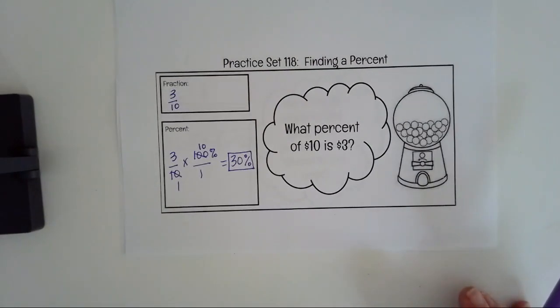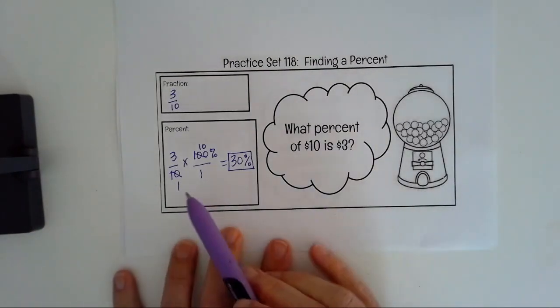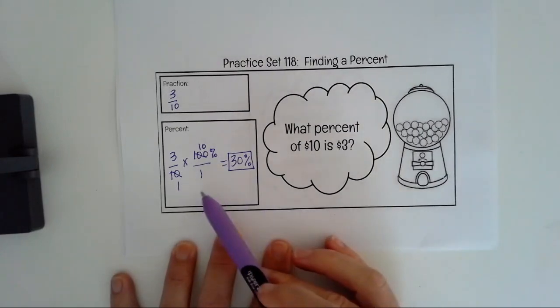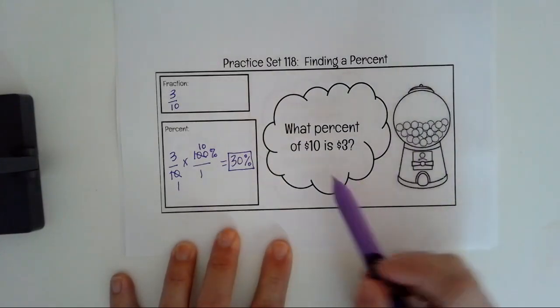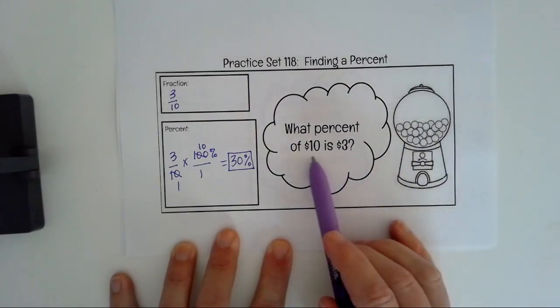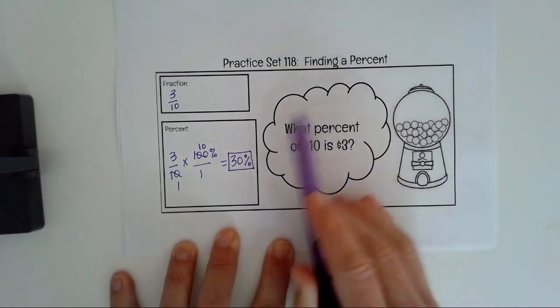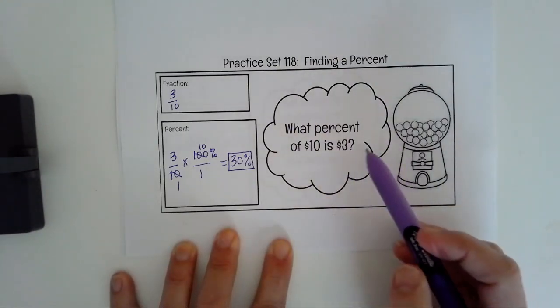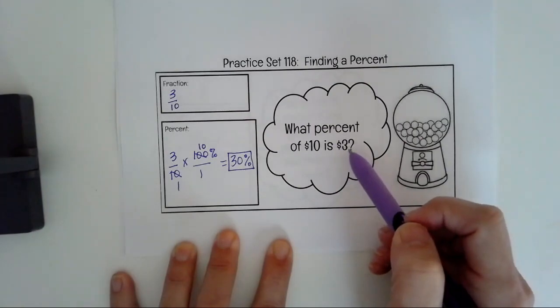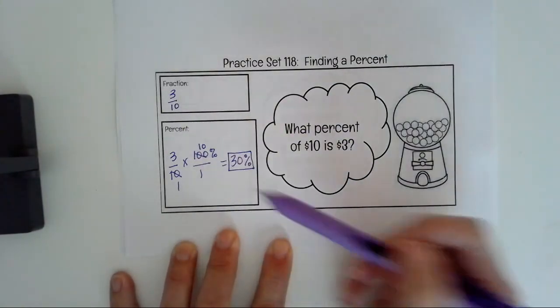3/10. 3/10 times 100%. Or what percent of $10 is $3. So our total amount is $10. It's just in a little bit different of an order. So the fraction that we make is 3/10, and that gives us 30%.